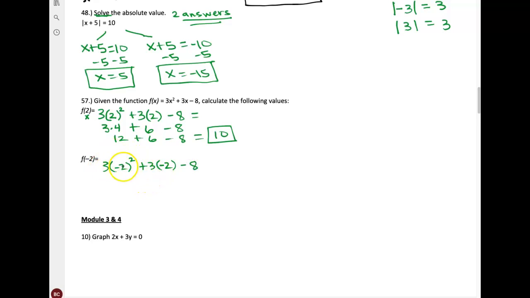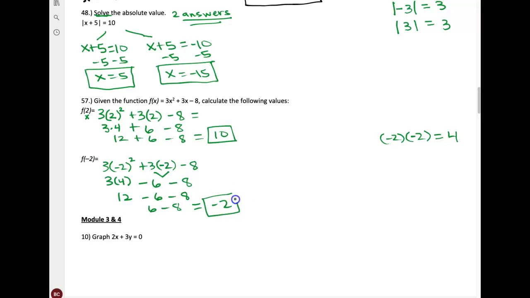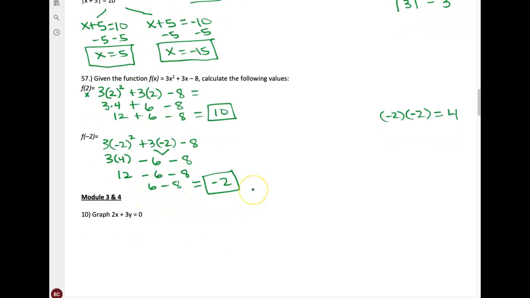So again, if you're following the order of operations, we've got to square before we multiply. So negative 2 all squared, we're thinking negative 2 times negative 2 gives me positive 4. So I have 3 times 4, and then plus 3 times negative 2, so that's going to give me a negative 6, and then minus 8. So I'll have 12 minus 6 minus 8. So 12 minus 6 is 6, minus 8 is going to give me negative 2. So just be really careful when you're dealing with those negative numbers.